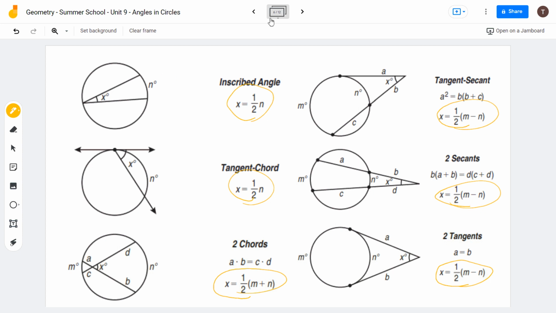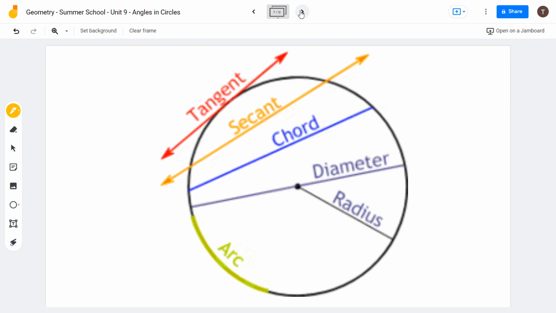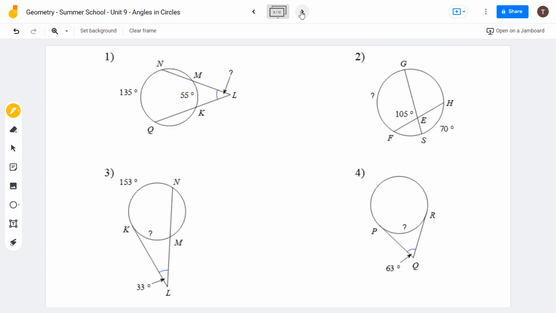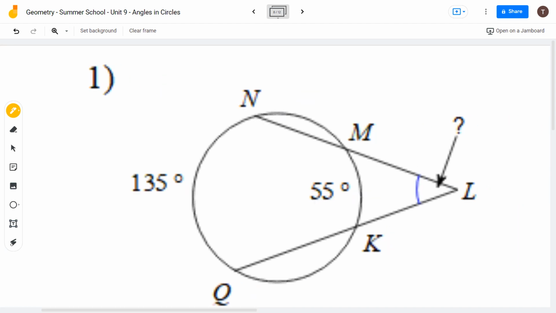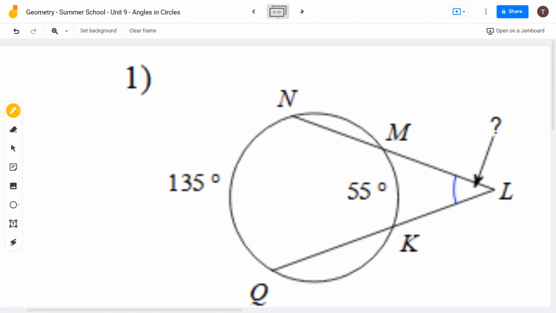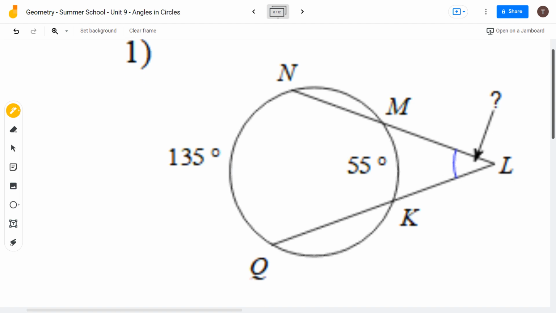So let's try to put those into play a little bit. So just a reminder, here's our different vocab terms, just in a different picture. Okay, if you need to look back on that. So let's look at number 1. If I look here, I have a line that goes through a circle but keeps going, and the same thing in the second one. So I think, and let me zoom in here, see if this is too much. So I think number 1 is going to be my 2 secant formula.